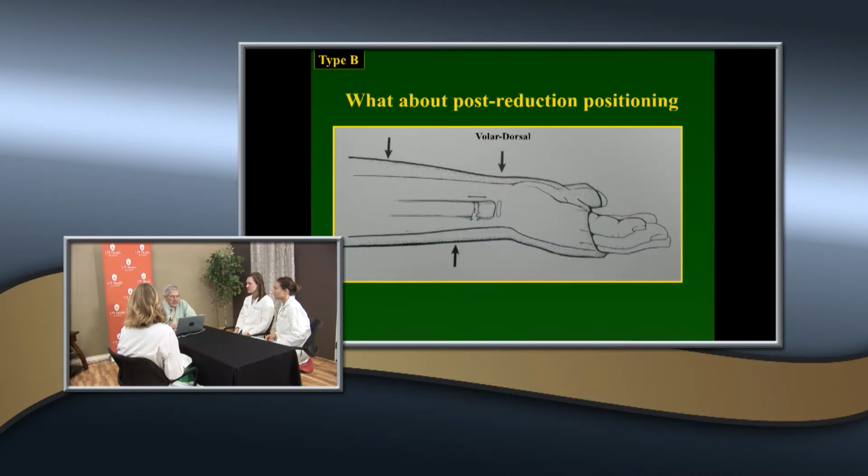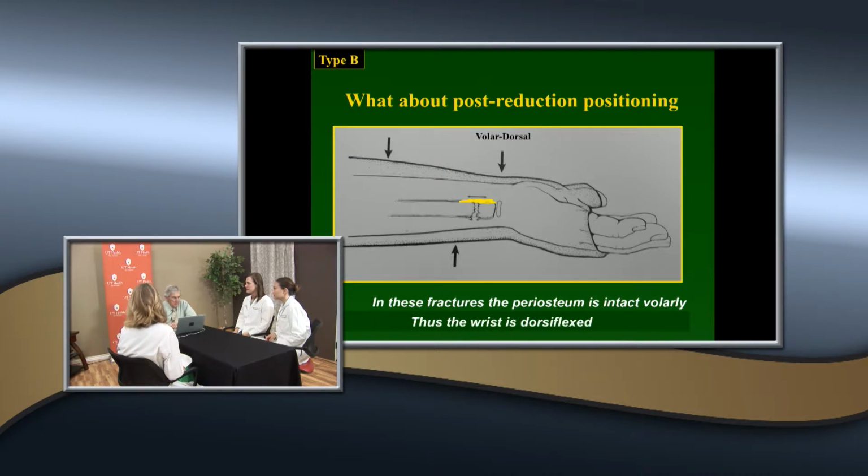And again, you do your post-reduction positioning. So the volar periosteum is intact. Where are you going to put your pressure points? On the distal fragment again, but on the volar side. Okay, so the wrist is dorsiflexed as well. Supposedly you can do that. Can you put the pressure point directly on the fragment? In the dorsal ones you can, type A. Can you do that here?